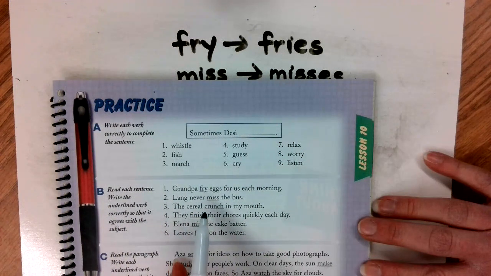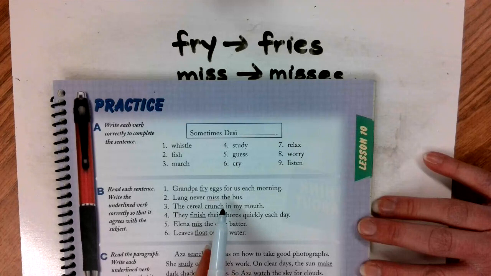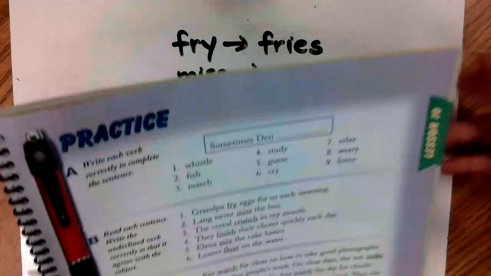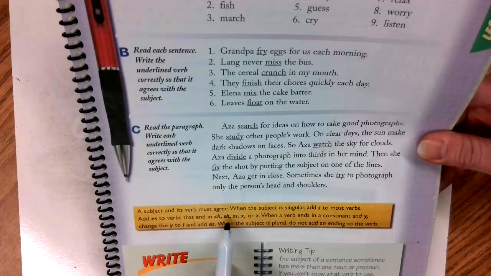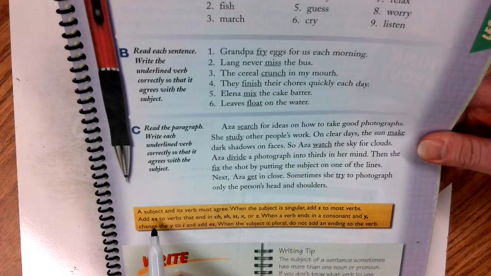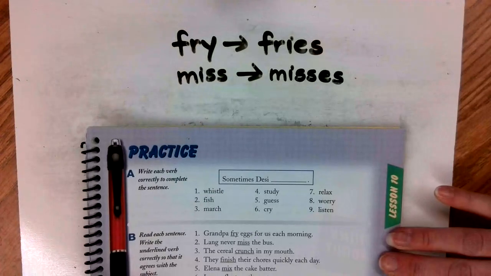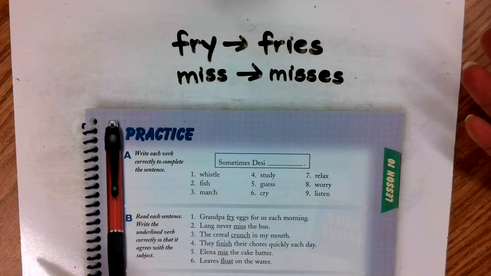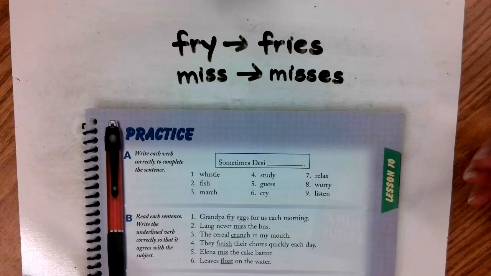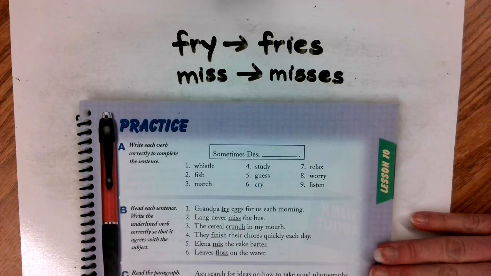Three, the cereal crunch in my mouth. Well, crunch ends with a CH. And if I check down here on the ruler, I know that if it ends with CH, I've got to add ES to it. So crunch is going to become what? Crunches. The cereal crunches in my mouth.